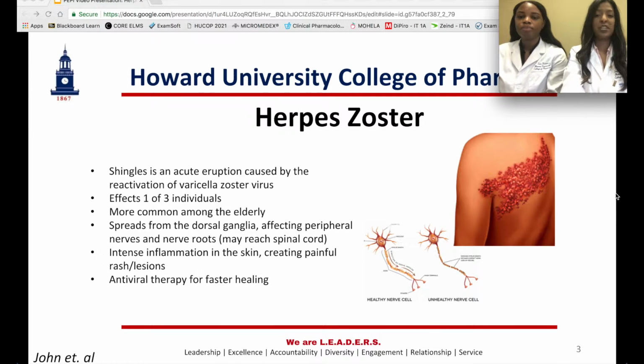So let's get right into what is herpes zoster. It's also known as shingles, and it's an acute eruption caused by the reactivation of varicella zoster virus. It affects one in 3 individuals, and it's more commonly seen in the elderly. However, it can affect you at any age. It spreads from the dorsal ganglia, affecting peripheral nerves and nerve roots, and it may interact with the spinal cord. So this causes intense inflammation in the skin, creating painful rash and lesions. The picture on the right actually shows the lesions and the rash and also the affected nerves. So therapy for this would be antivirals, and that's used for faster healing.